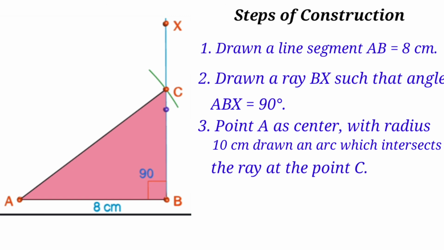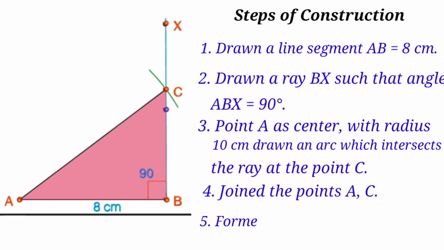So next, fourth one: join the points A, C. So next, fifth one: formed the required right angled triangle ABC. So these are the steps of construction student. So student, like this we can construct.